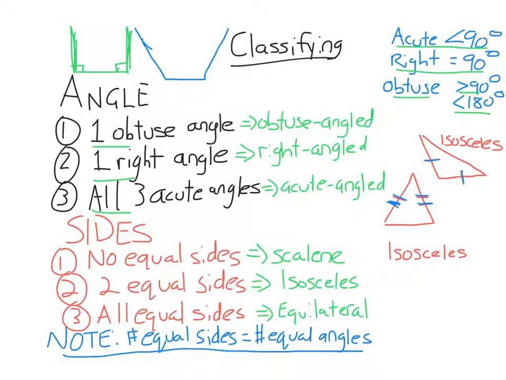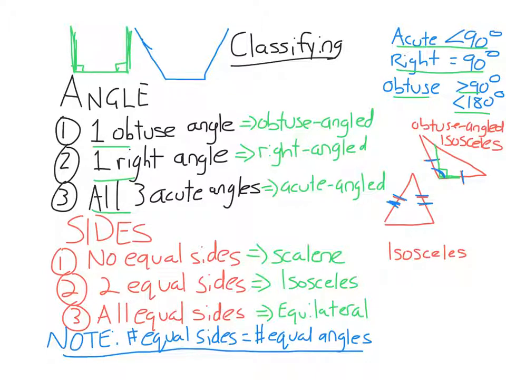Look at the top one. Note that a right angle would be like this. That's what a right angle looks like. So what I'm saying is this angle here is more than 90 degrees. It is an obtuse angle. So the top triangle is actually an obtuse angled isosceles.